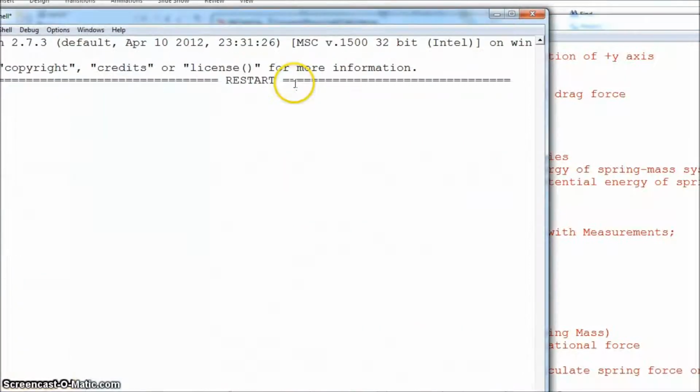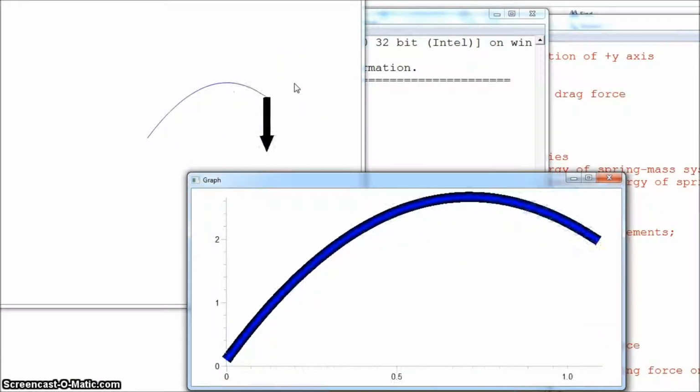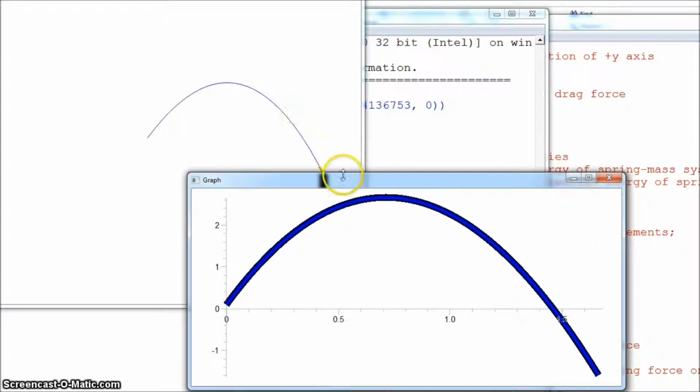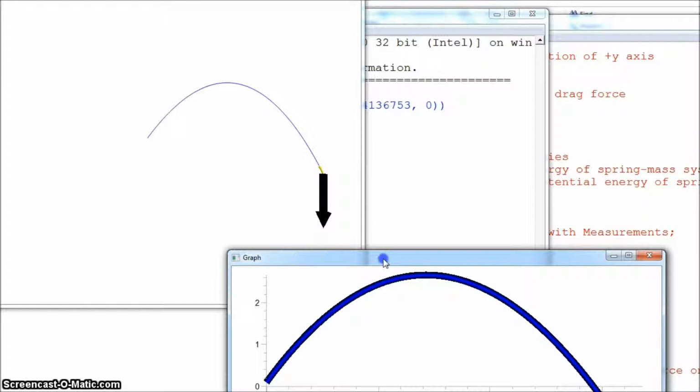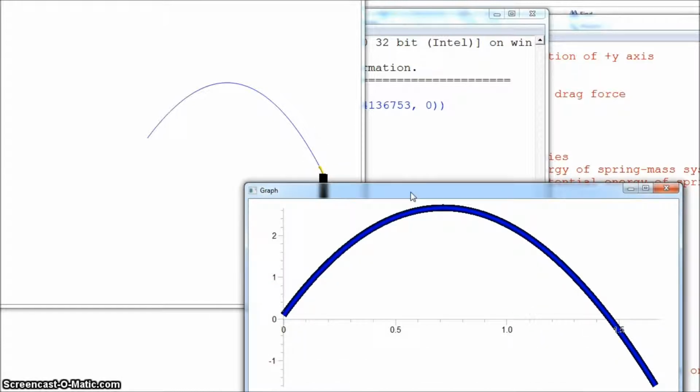Now if I run the program, you'll see that the ball goes in a parabola with the black arrow being the gravitational force and the little yellow arrow being the drag force. If you notice, the ball goes below the x-axis as the ball falls lower than the position that I set the origin at, which was where I hit the ball. Since it hit the ground and the ground is lower than that, the ball goes below the x-axis.